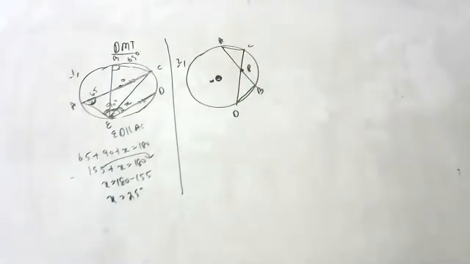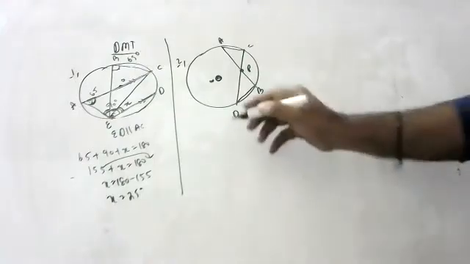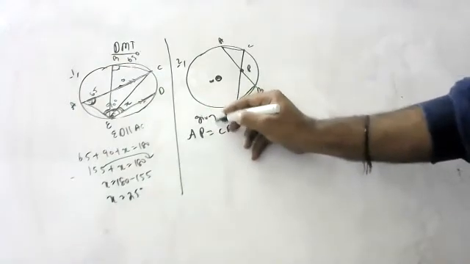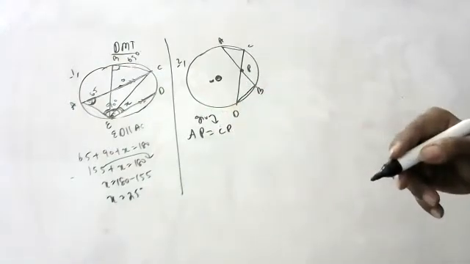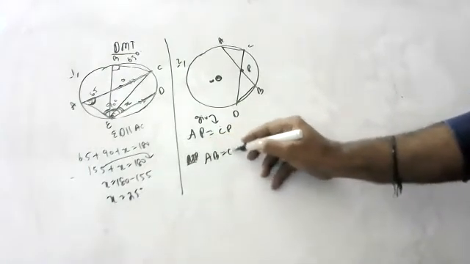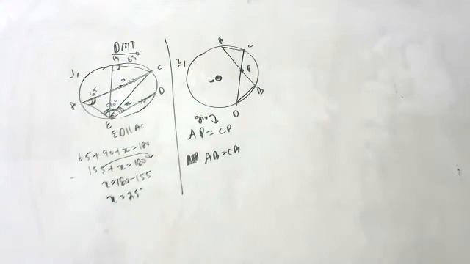Okay, children, what is the question? AB and CD are two chords intersecting each other at P such that AP is equal to CP. What is given, children? AP is equal to CP. Required to prove AB is equal to CD. We have to prove that AB is equal to CD.